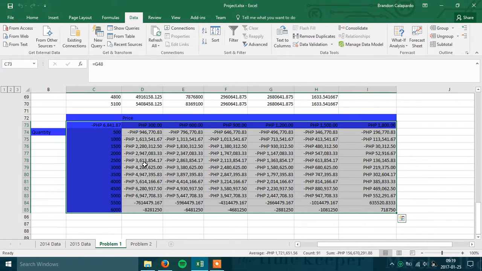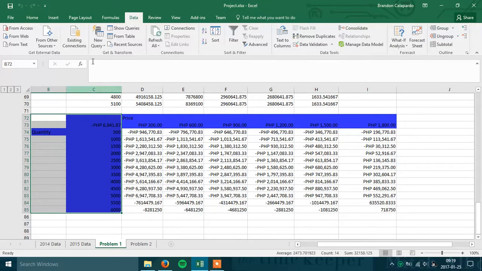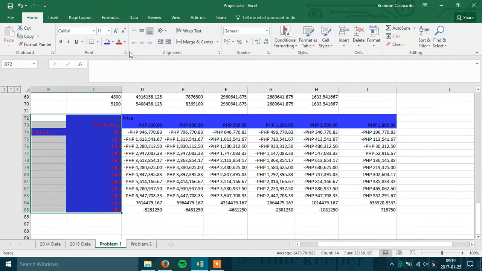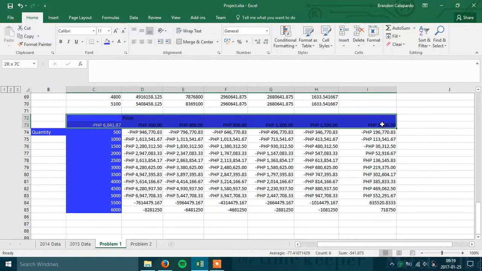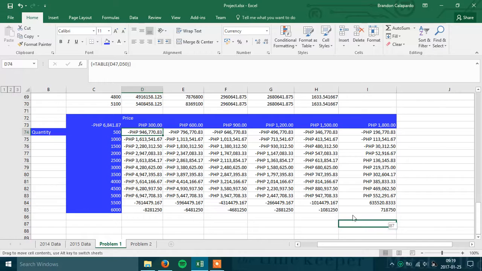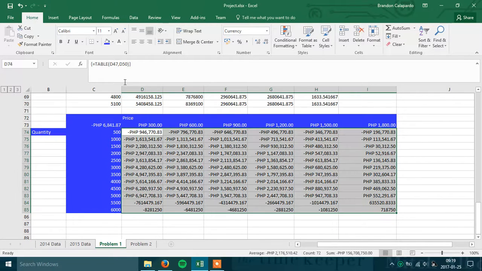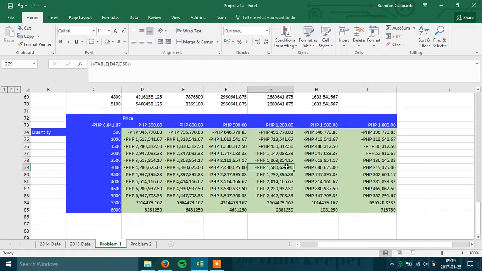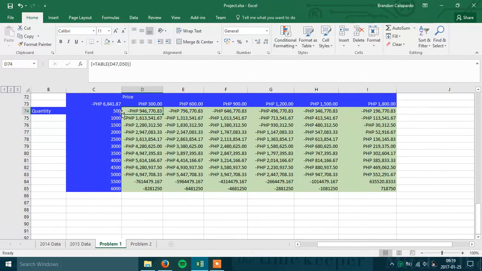Once all is done, you see the outputs. Let's just make this easier to read, and here you go. As you can see, every time a variable here changes, the corresponding value changes in the row and column. For example, here, 500 quantity and 300 price, we have a net loss of bloody well 900,000, nearly a million losses.